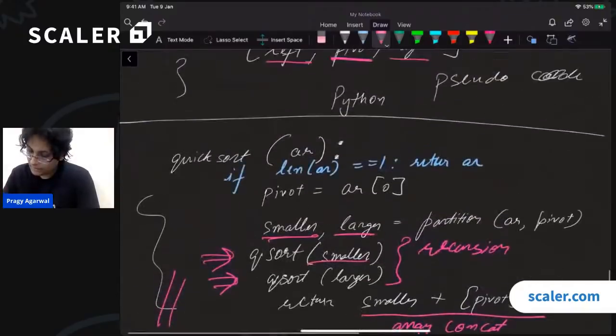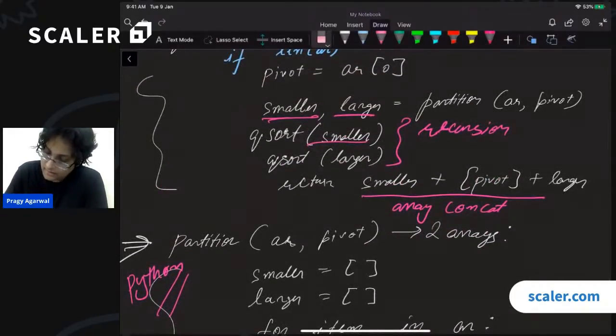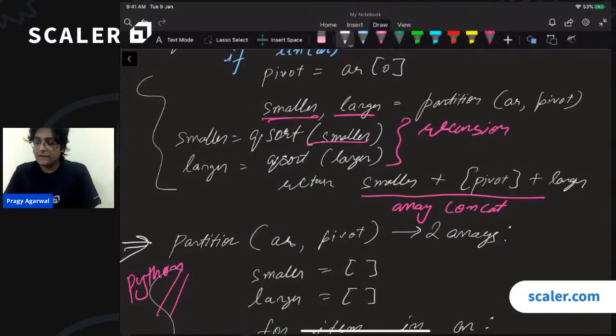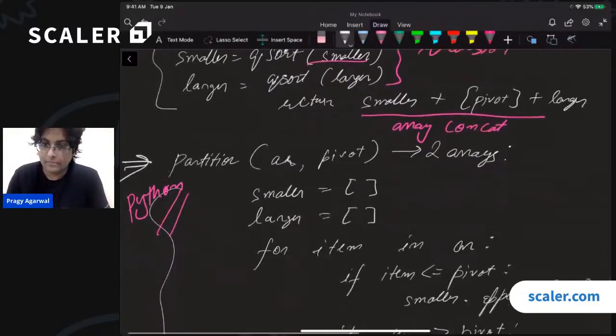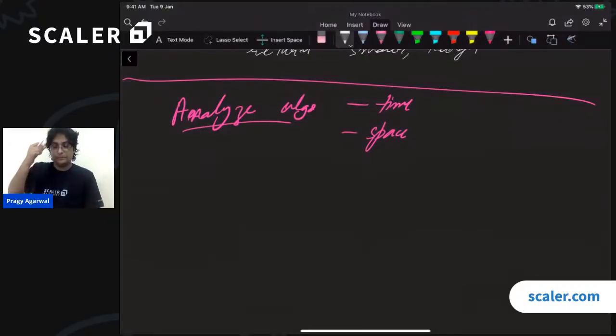Return value not handled, right? My bad. So basically, this says that smaller equals quicksort of smaller and larger equals quicksort of larger. And then we are concatenating it: smaller than pivot, then larger. All right, Himanshu? Cool. Thank you for pointing that out.